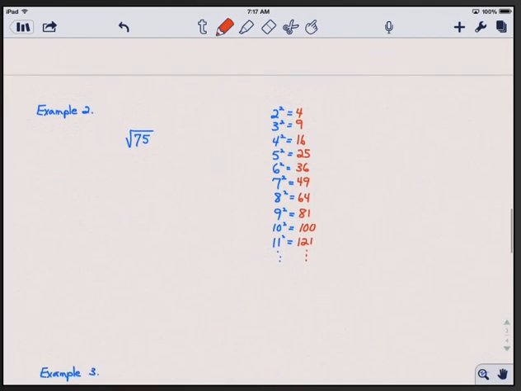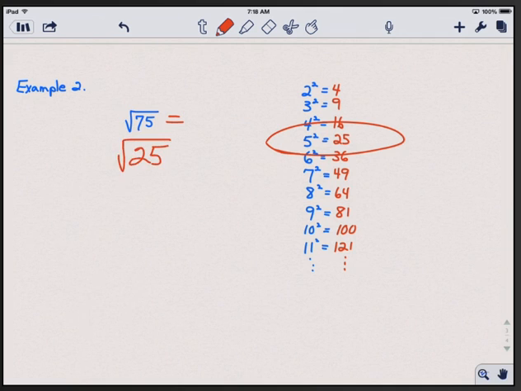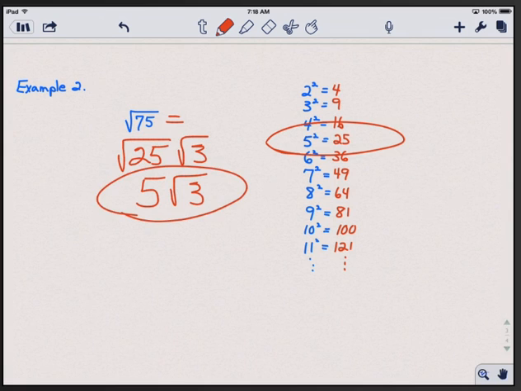Next problem, simplifying the square root of 75. So we want to find a perfect square, a number from this list that divides into 75. And the number this time is 25. So we can write square root of 75 equals the square root of 25 times the square root of 3. Square root of 25 equaling 5, we get 5 times the square root of 3 for that final answer.